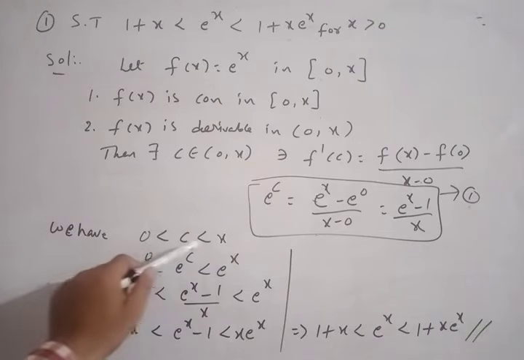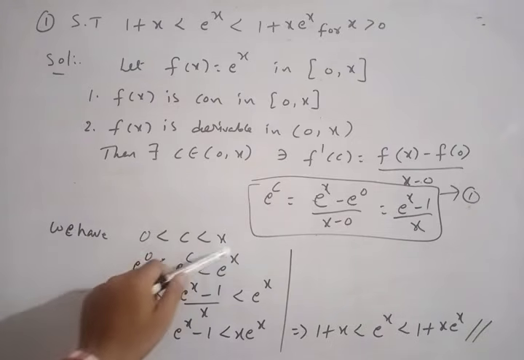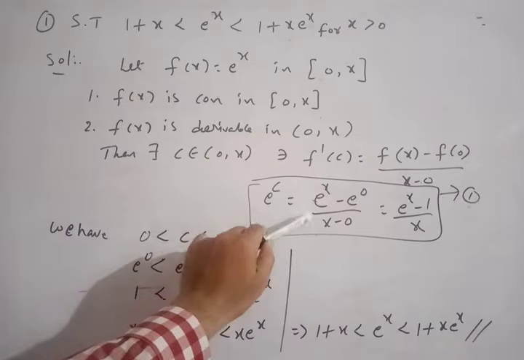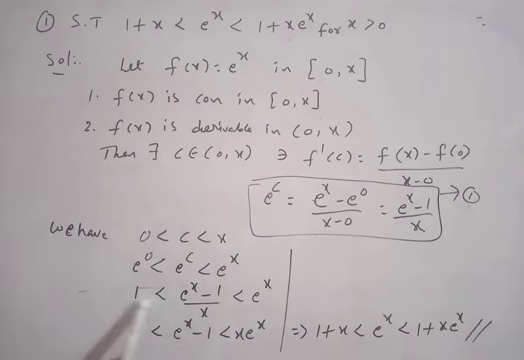We have 0 is less than c is less than x. Take e power 0 is less than e power c is less than e power x. E power 0 is 1. E power c value is what? E power x minus 1 by x. Multiply by x. Division x cancel. X e power x. Then add 1. You get the answer. That's it. Understand here? Okay.